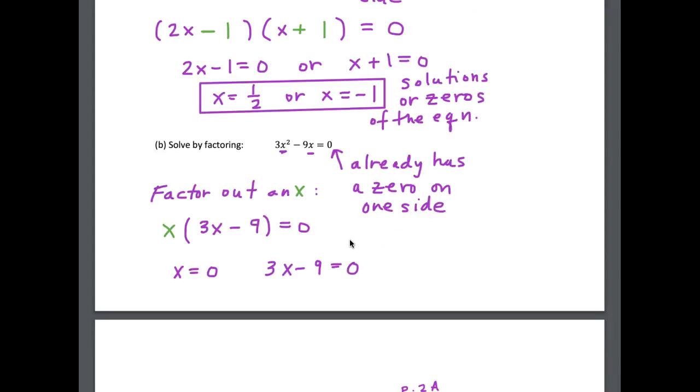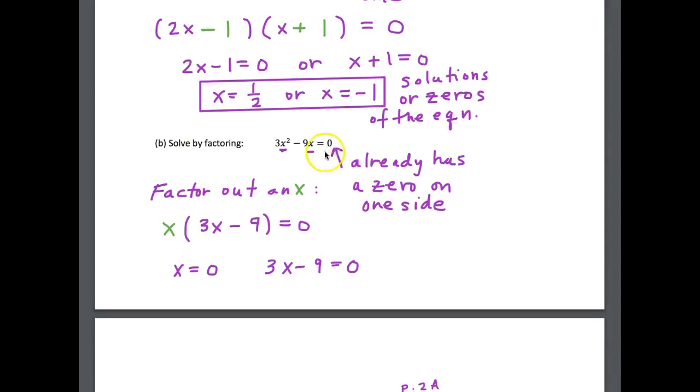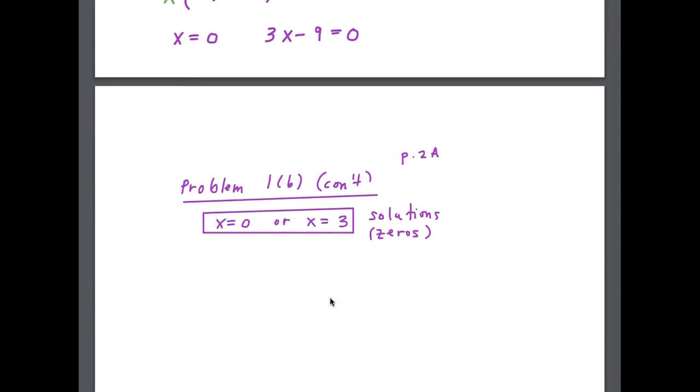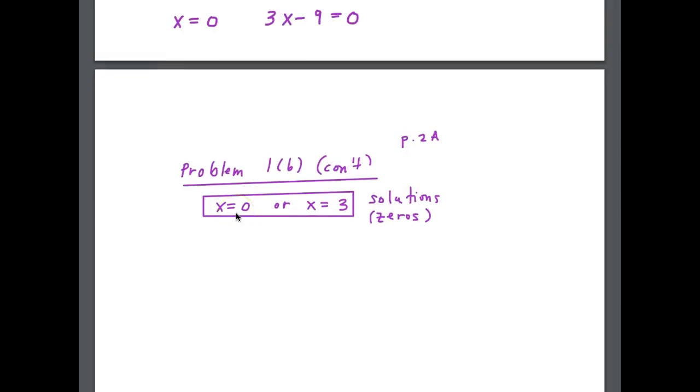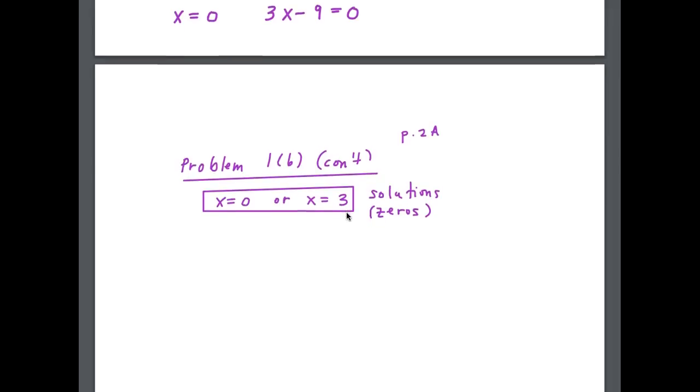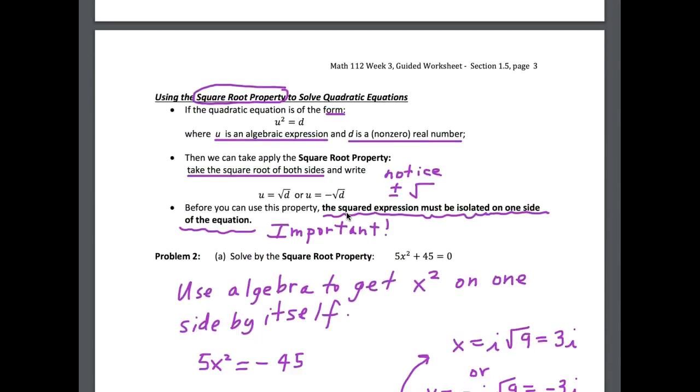Let's try another one. Here we want to solve by factoring. Again, we already have a 0 on one side, so now we can factor. This one's a little bit easier. We notice there's an x in common to both terms, so we just factor out the x, and I'm left with 3x minus 9. Then I set each of these terms equal to 0, so x equal to 0, and then 3x minus 9 equal to 0. And our answers are x equals 0, or when I move the 9 over and divide by 3, I get x equals 3. So we saw for each of these we have two solutions, two real number solutions. That was factoring.